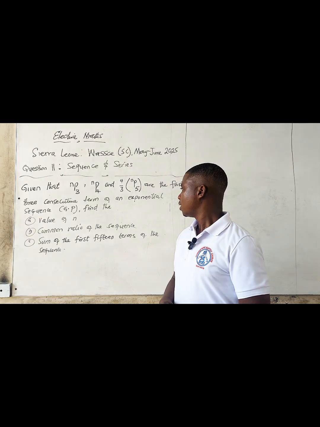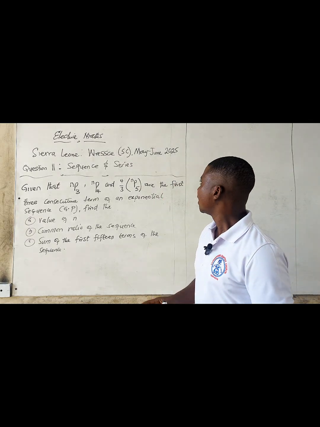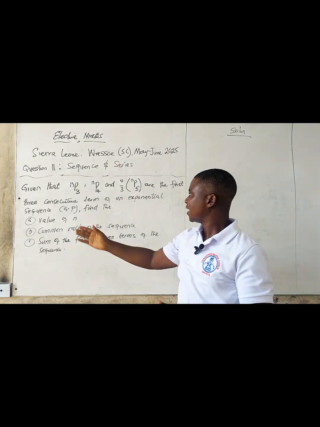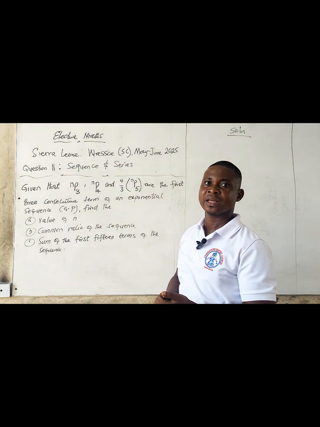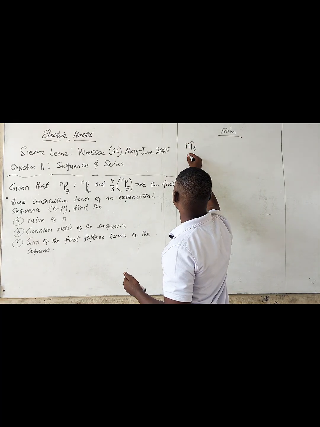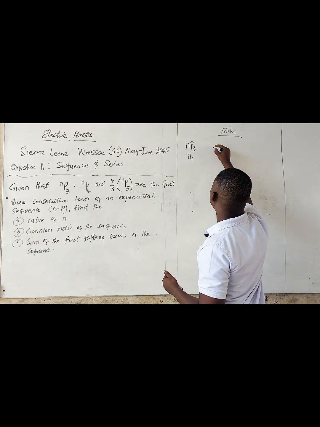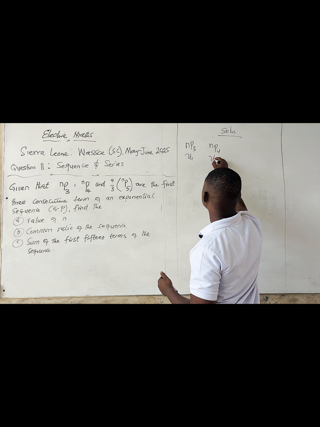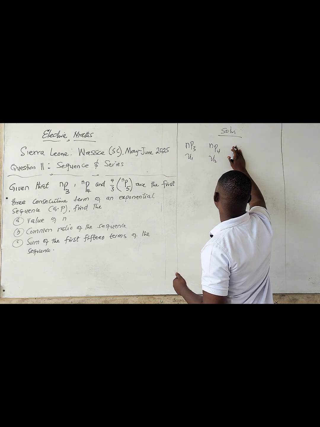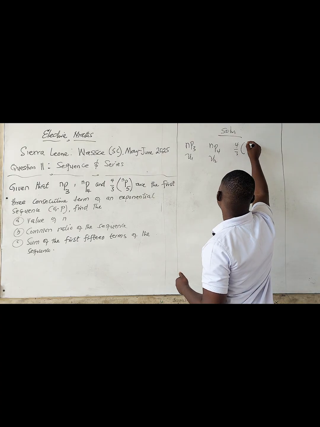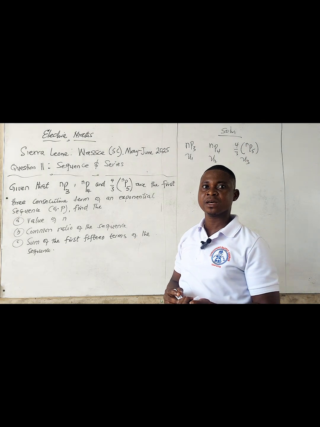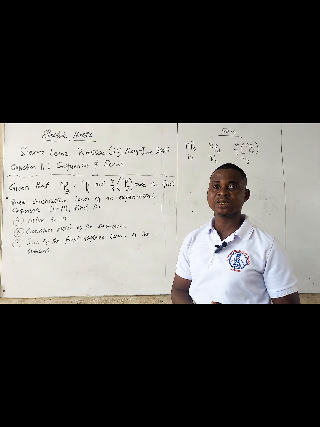So with this, we can solve by first looking at the consecutive terms given. The first term is nP3, and that's our U1. nP4 is our U2, and 4/3 nP5 is our U3. So these are the consecutive terms for the exponential sequence.